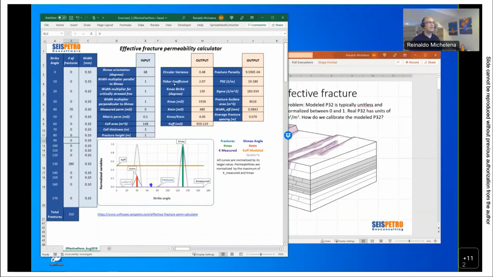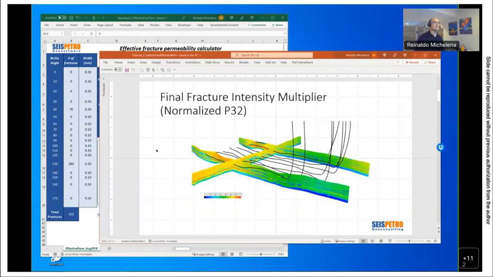This spreadsheet basically solves the inverse equation. Let me go into a little bit more detail. This is the model that we showed yesterday that has the P32. This is one of the examples that we showed in the Eagle Ford. And the P32 that we built yesterday is, as I said, normalized between 0 and 1, so we need to put that in the right units.